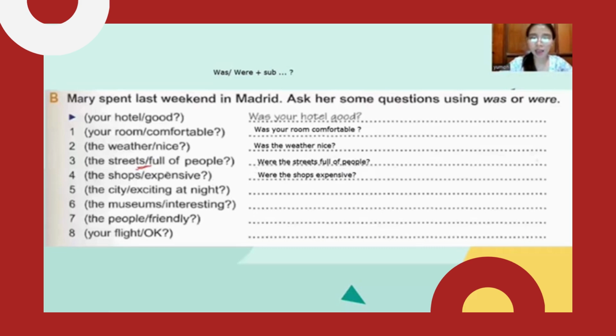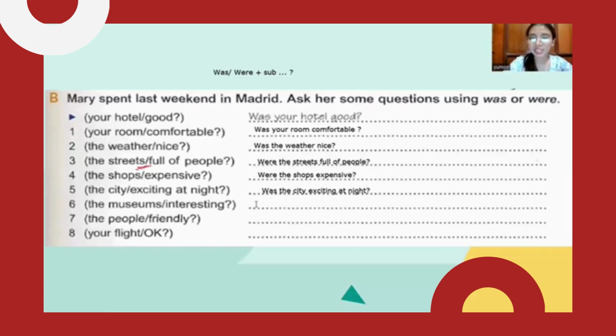Okay, and number 5, the city, exciting at night. The city. So it's the singular now. So we start with "was the city." Here comes the subject, all right, and "exciting at night?" Question mark. Okay. So, was the city exciting at night?